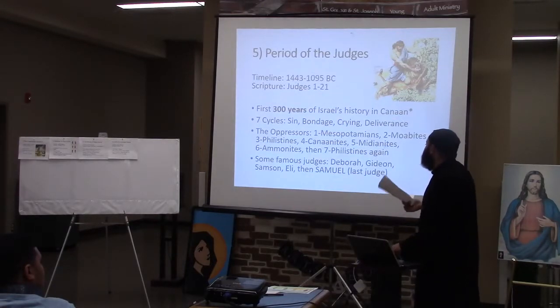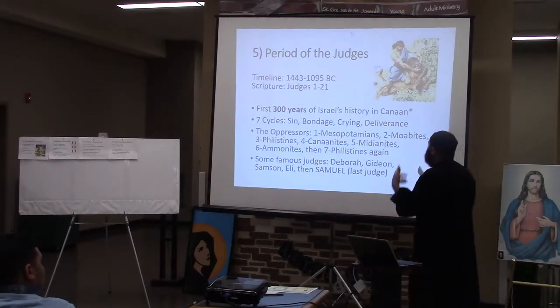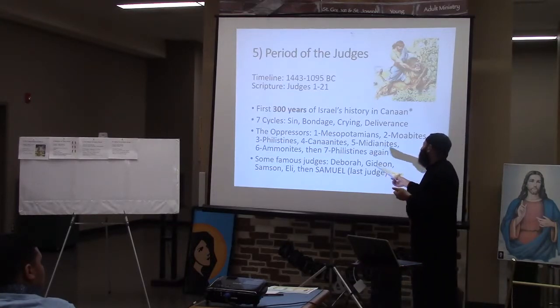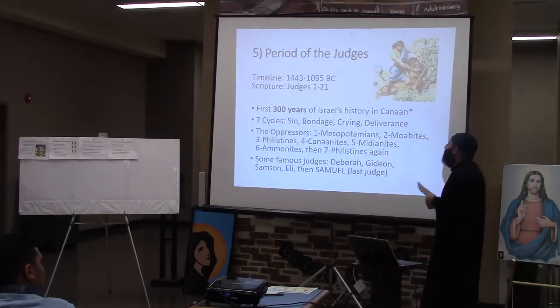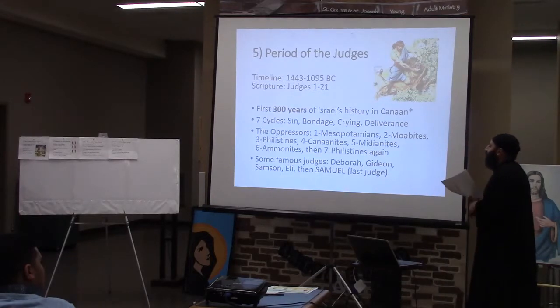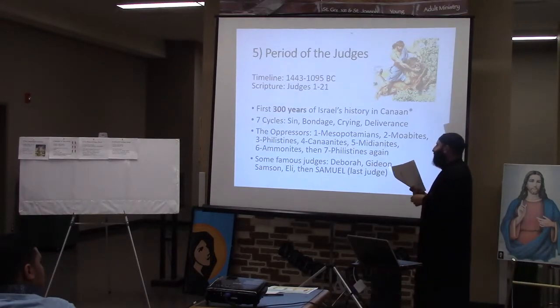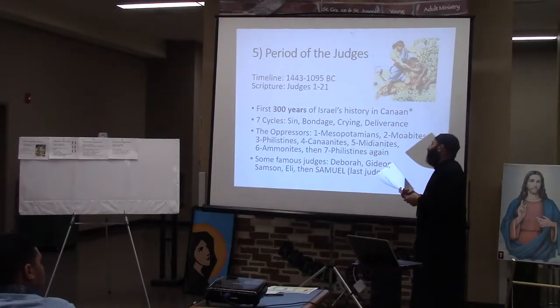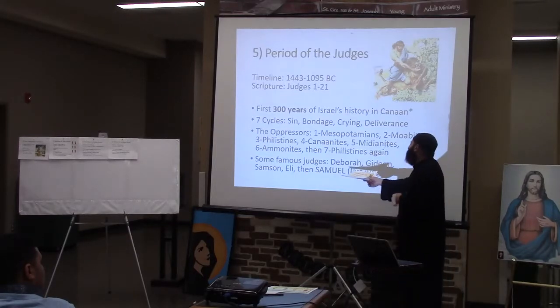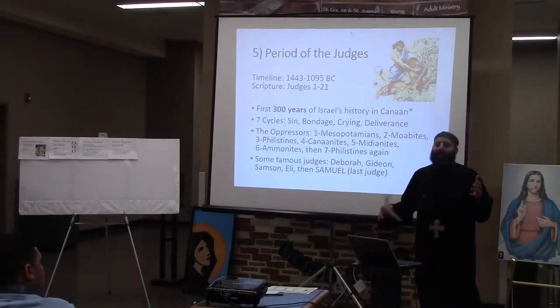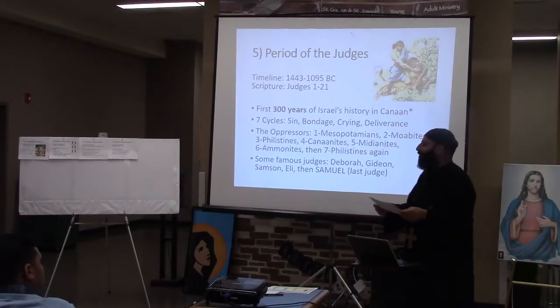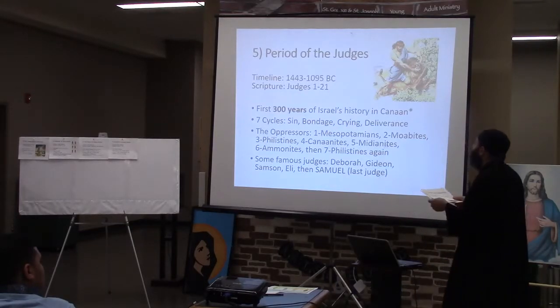And some of the famous judges, just so you can relate to some of them, because we never remember their names, but these are the famous ones: Deborah, Gideon, Samson, and then Eli was the one before Samuel, and then Samuel. Samuel was the last judge, and he helps us transition from the period of the judges to the period of the kings.